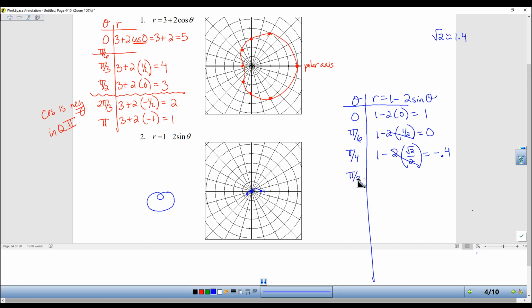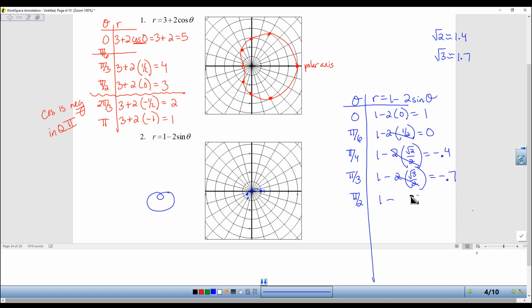So I go to pi thirds, which is 1 minus 2 times the square root of 3 over 2. Again, the 2's cancel. 1 minus the square root of 3 is approximately 1.7. 1 minus 1.7 is negative 0.7. So again, I'm on the pi thirds line, but I have to go opposite side because it's negative.